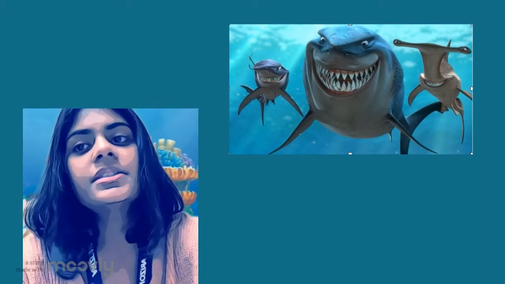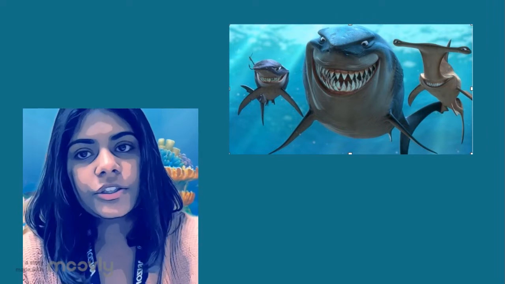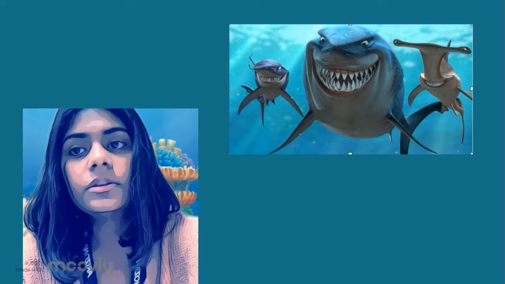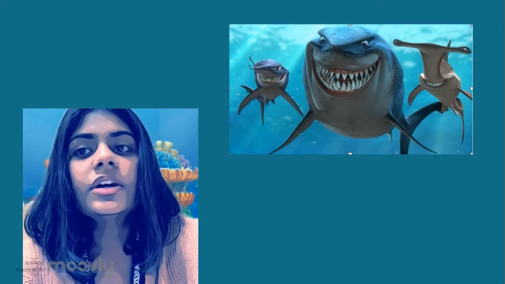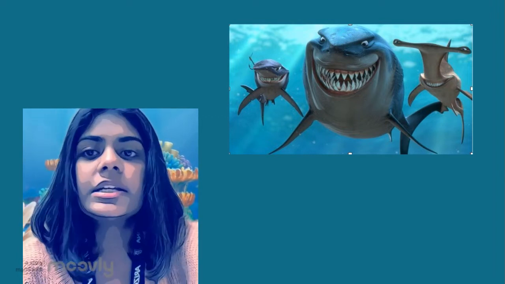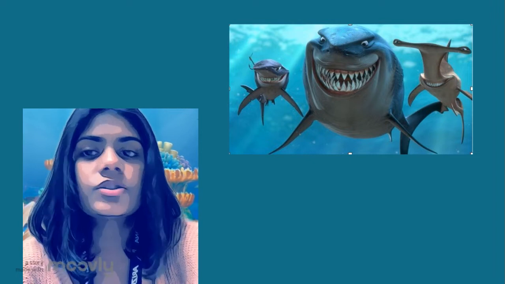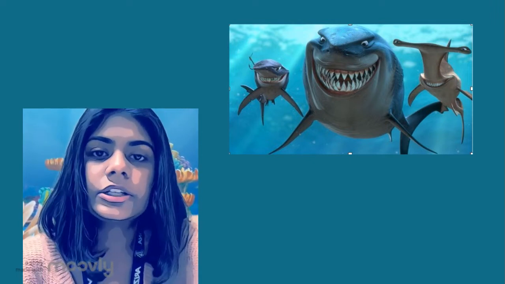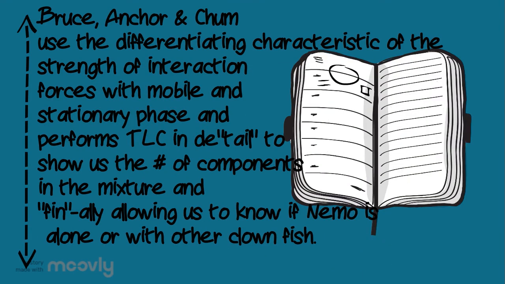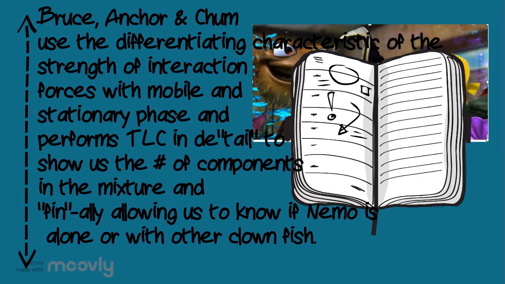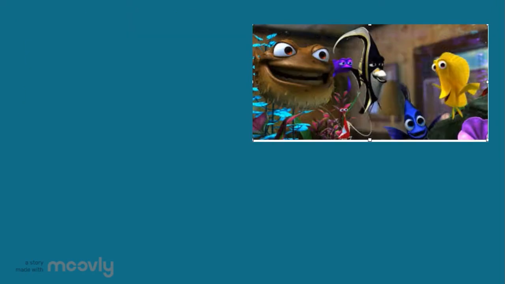TLC is important as it tells us the number of substances within a mixture. When performing TLC with known substances, one can deduce based on similar spot movements that they are the same substances, while simultaneously allowing us to determine whether it has strong interaction with the mobile or stationary phase. Bruce, Anchor, and Chum use the strength of interaction forces and perform TLC in detail to show us the number of components in the mixture and finally allow us to know if Nemo is alone or with other clownfish.